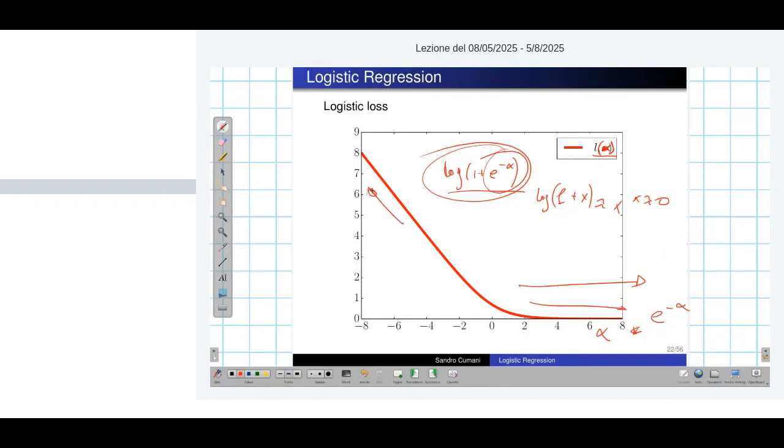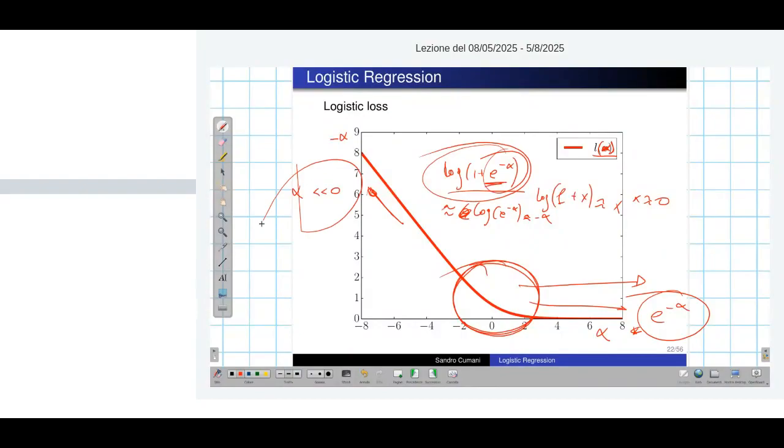On this side, how does it behave? When alpha is large negative, here I have an exponential of a large number, this becomes similar to logarithm of exponential of minus alpha. So approximately, it's minus alpha. So on this side, asymptotically, it behaves like minus alpha. And of course, where alpha is neither large nor small, it will bend and obtain something between those two behaviors. So we have a function that, when its input is large, asymptotically decreases in an exponential way. When its value is negative and large, it asymptotically increases in a linear way.